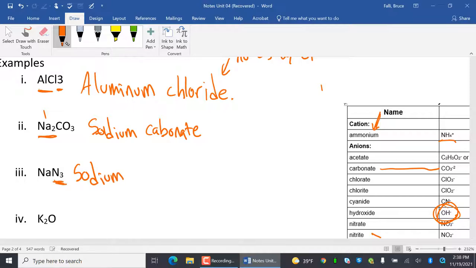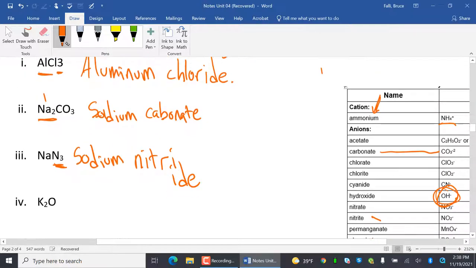This is just one element, so nitrogen, but I've got to make it end in ide. Nitride. Yeah.